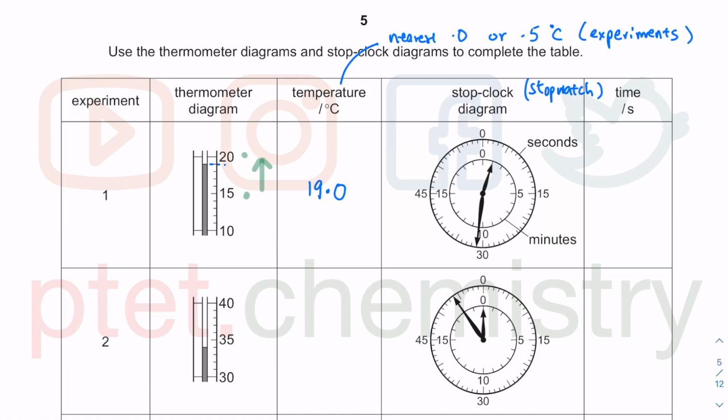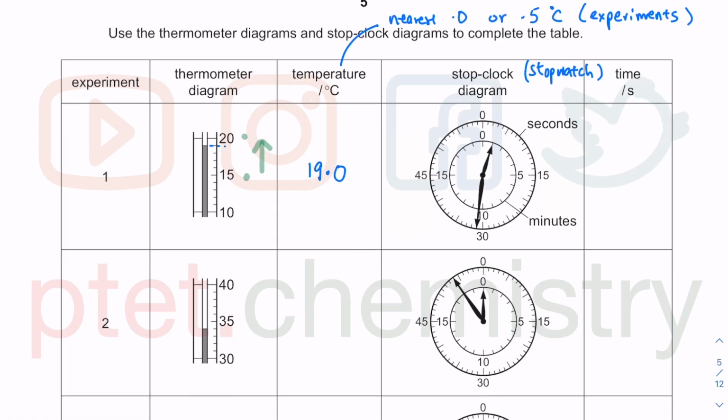These days we're pretty much using digital, but regardless, we still need to know how to read these. So the inside hand is the minute. They even told you that the inside hand is minute. The one I've highlighted in green is the inside hand, the minute. That is 0, that one is 5, so this one is 1 minute. But they want this in seconds, so be very careful.